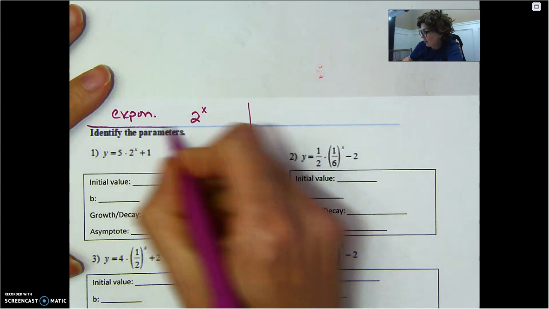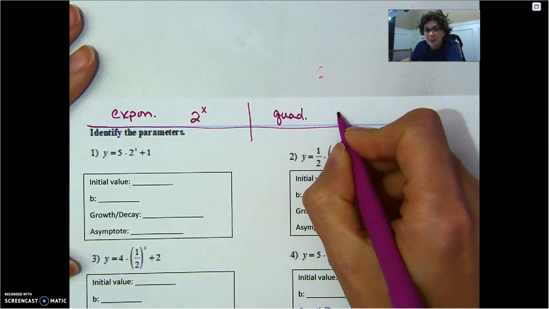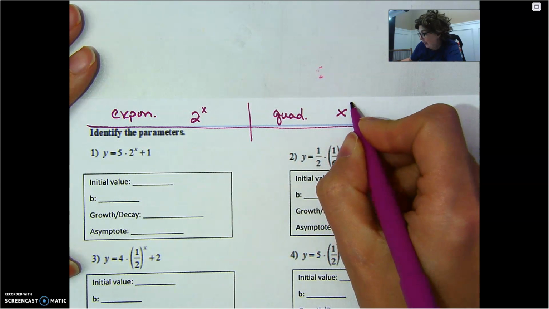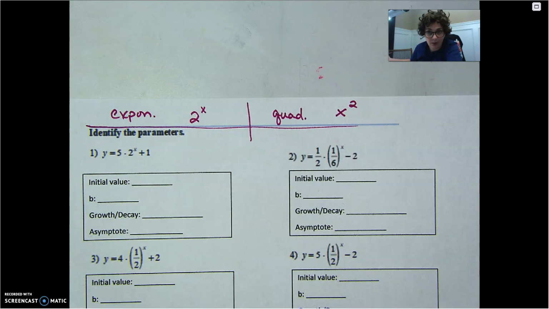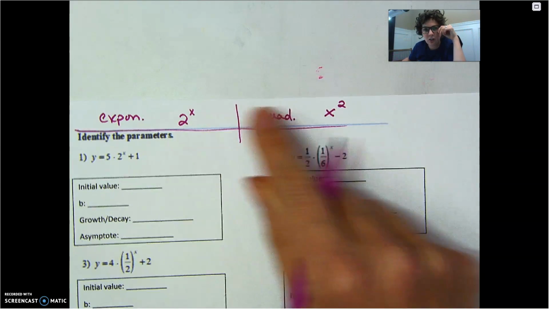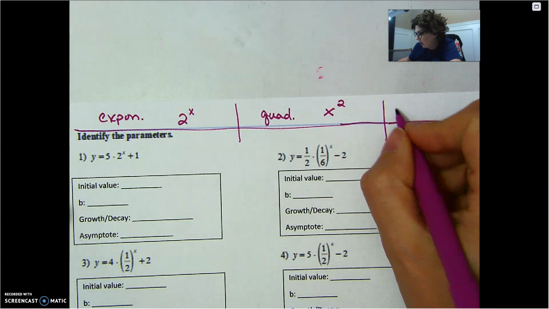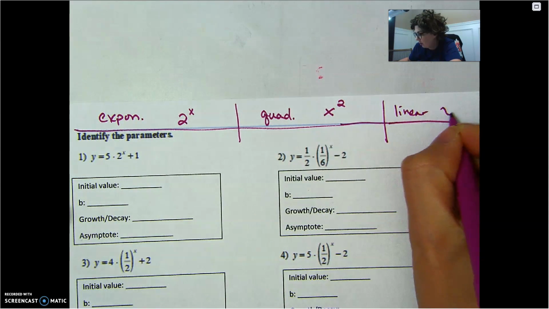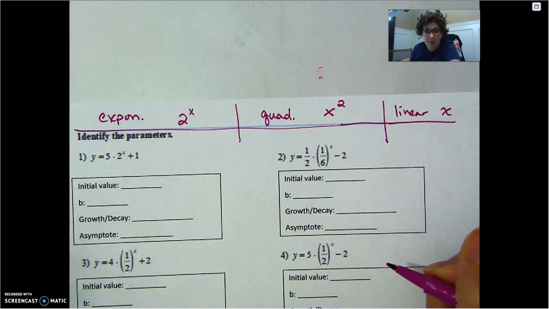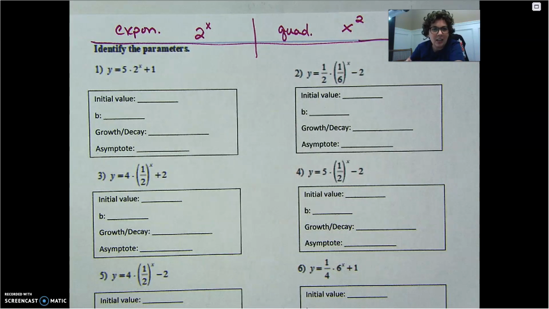Whereas in the last chapter that we did with quadratics, the variable was the base and the exponent was a number. Make sure you're starting to notice those differences. This is an exponential function versus a quadratic function. And at the very beginning of the semester, we did linear functions, mx plus b.